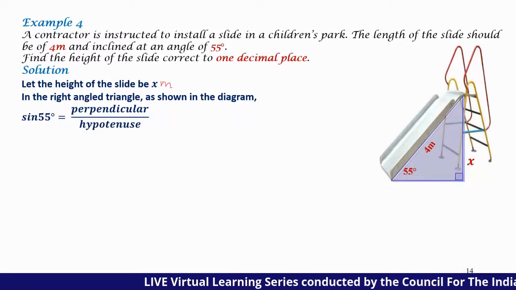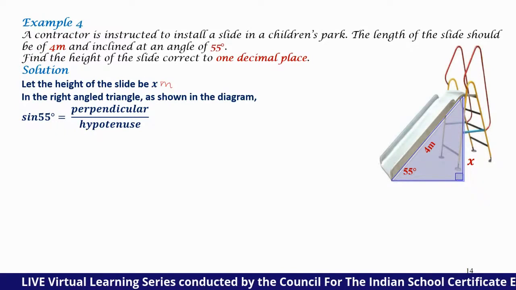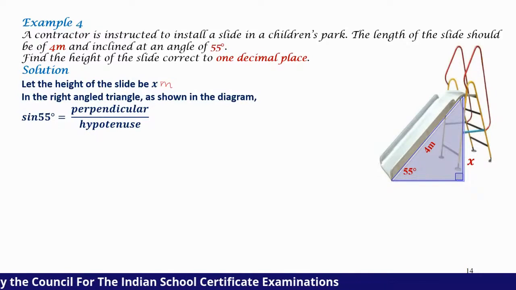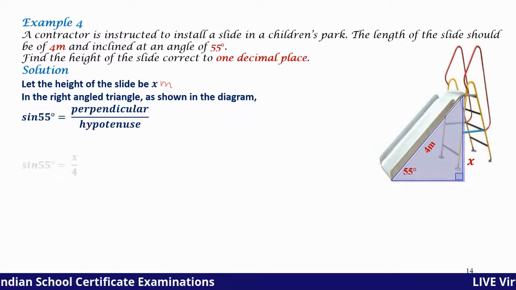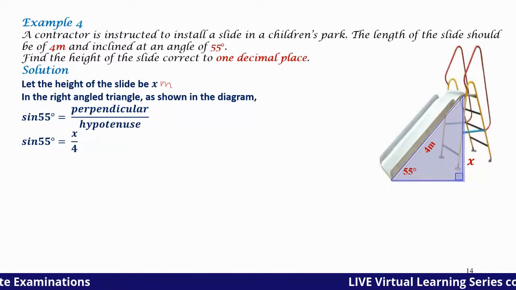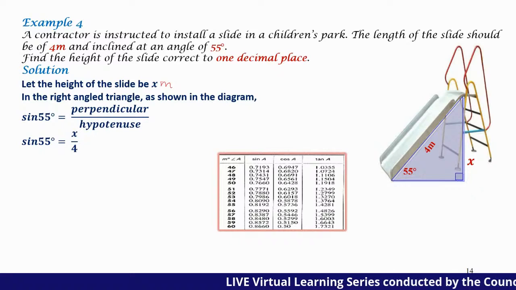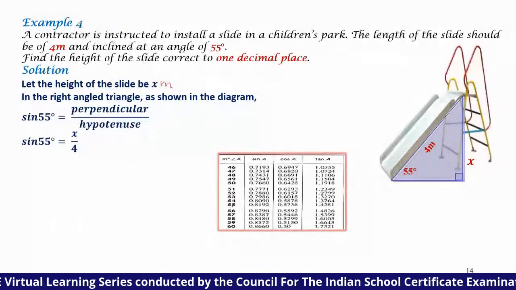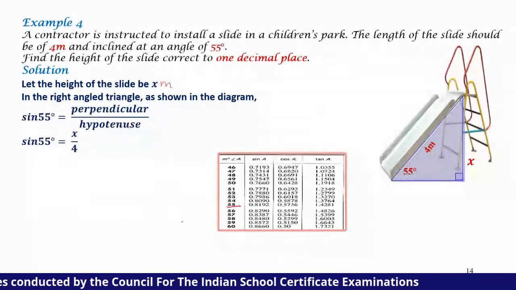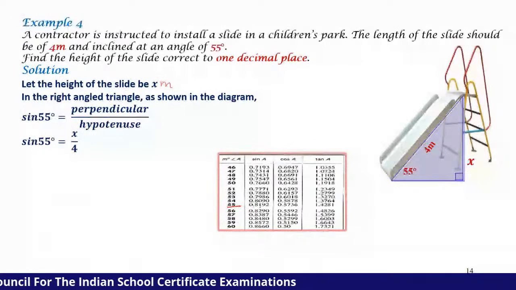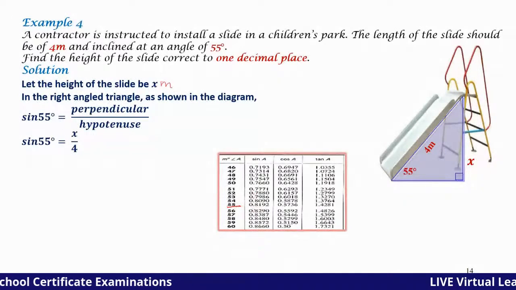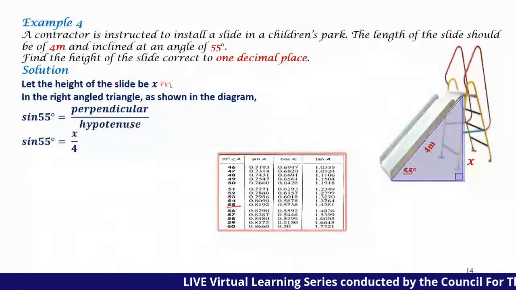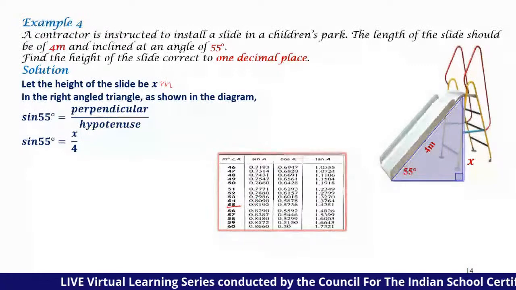Now, what do you note here? This is not our standard angle. So we need to look into our trigonometric tables to find the value. Otherwise, we cannot solve the problem. So sine 55 is x by 4. Let us bring our table. So here we have got sine 55. See, note here, sine 55. So now look for the ratio value for sine. So sine is 0.8192. So here, just look along the sine column and the degree is 55 degrees.